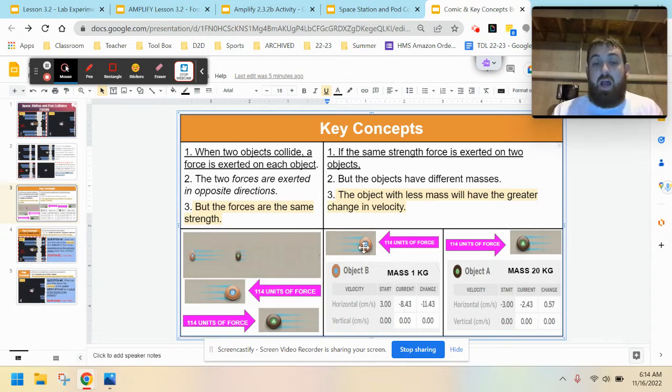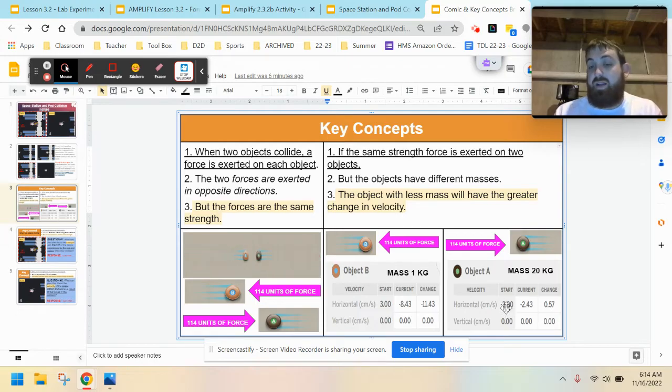So let's look at object B. Object B had the smaller mass, and because of that, it had a starting velocity of 3 and an ending velocity of 8. So it changed direction and sped up in the opposite direction. We can see that in our example. Force was applied, sped up in the opposite direction. Small mass, big force.